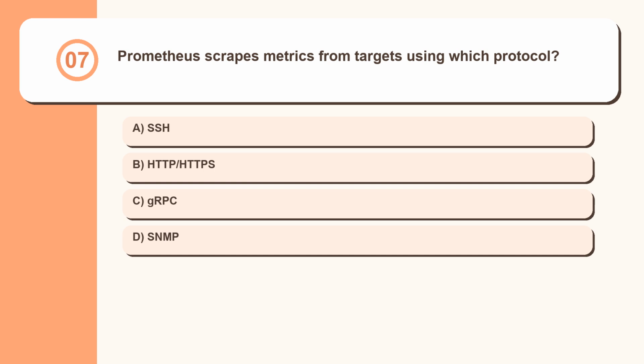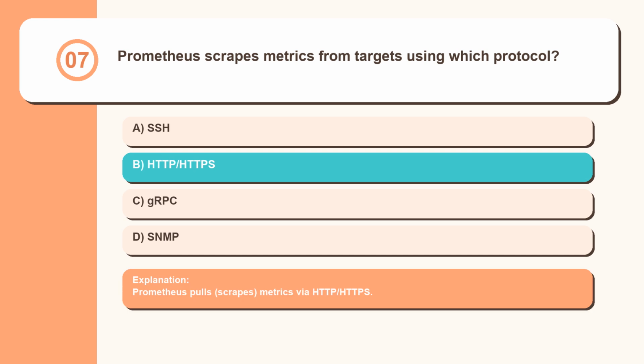Question 7. Prometheus scrapes metrics from targets using which protocol? SSH, HTTP/HTTPS, gRPC, SNMP. Prometheus pulls, scrapes, metrics via HTTP/HTTPS.